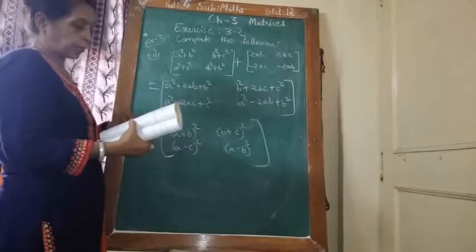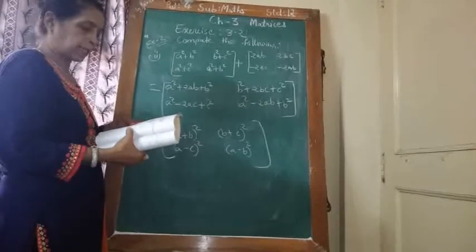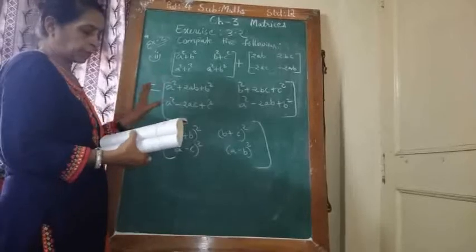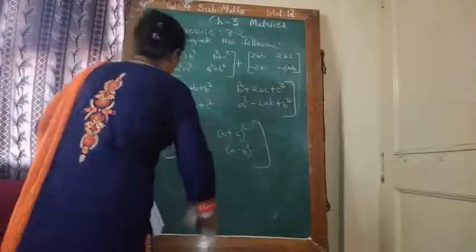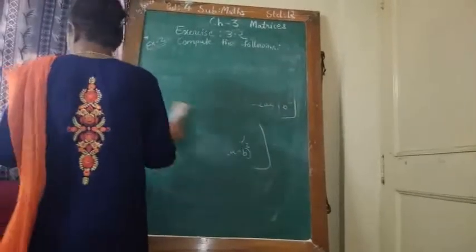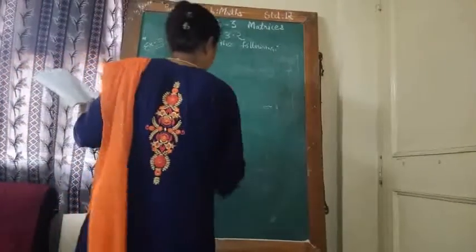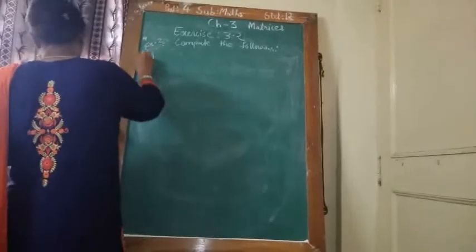Third and fourth are also easy. Third, I give up to you: 3 cross 3 matrices and you have to do addition. And the fourth I now do. Third is also easy, right? First one and second are very easy. Fourth one.